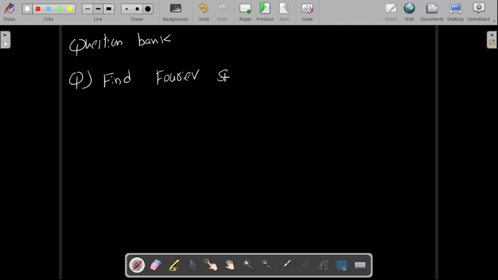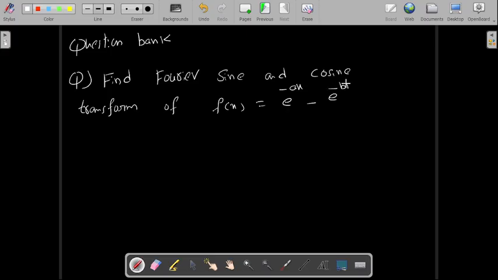Find the Fourier sine and cosine transform of f of x equal to e power minus ax minus e power minus bx by x. It is very simple, though a bit lengthy, but simple. Find Fourier sine and cosine transform of f of x.